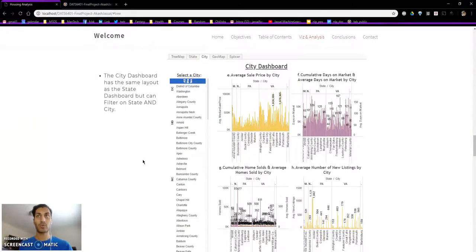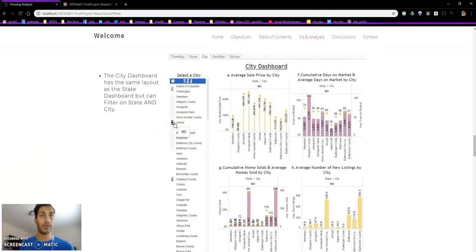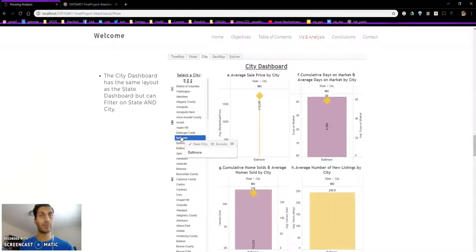There is a city dashboard that has the same layout as the state dashboard, but you can filter on state and city. So for example, if you wanted to look at Maryland, these are all the counties in Maryland. And then if you wanted to look at Baltimore, for example, it will subset on Baltimore.